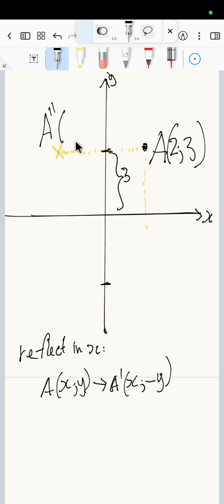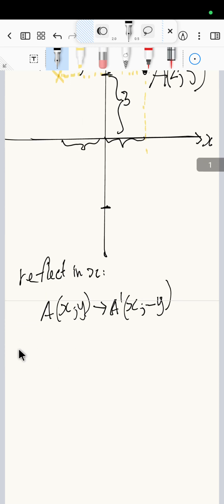A double prime. What we notice is that if it goes from here, the y now stays the same, so my y value is going to be the 3, and the x value became something else. The x value was 2. Here it was 2 units, so obviously on this side it's also 2 units, so it will give us -2.